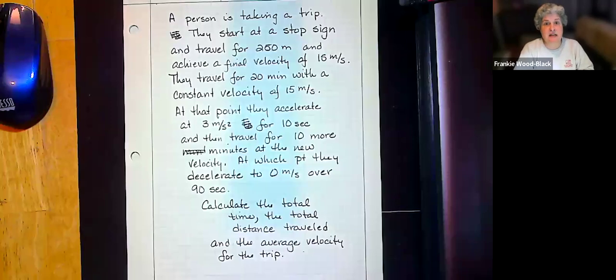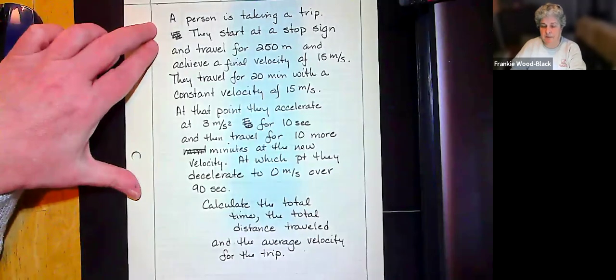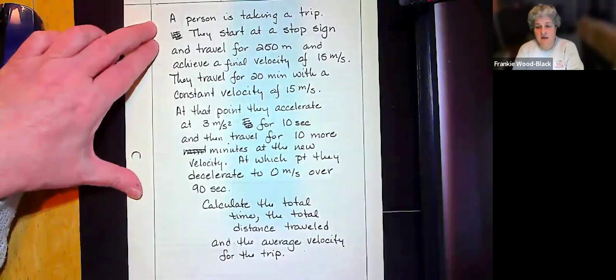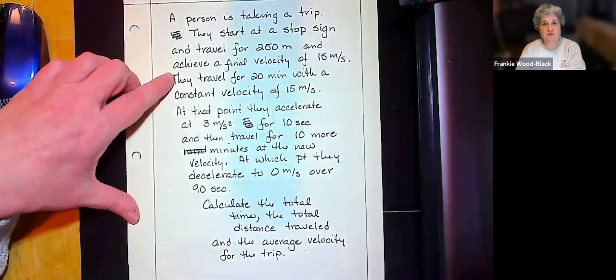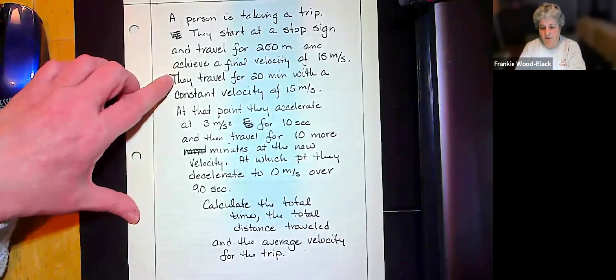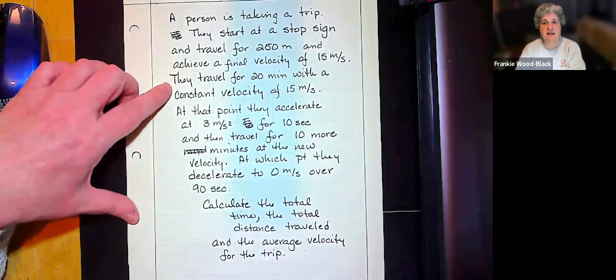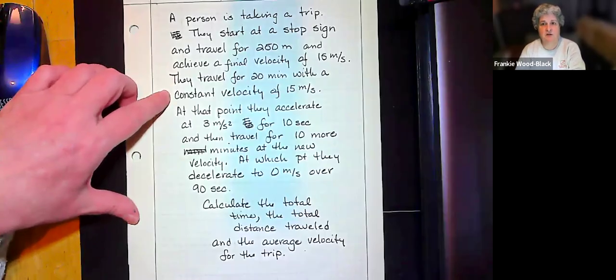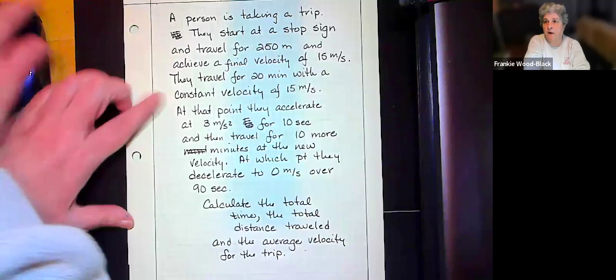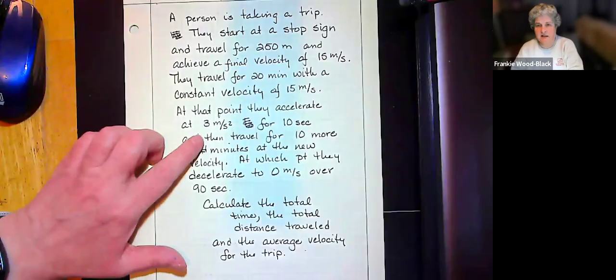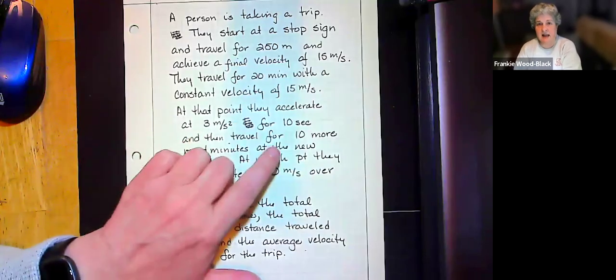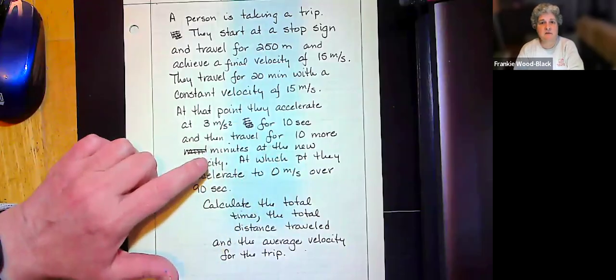We're going to do position versus time, and we got our person on a trip. So our person is taking a trip and they're going to start at a stop sign. They're going to travel for 250 meters and they're going to achieve a final velocity of 15 meters per second. At that point, they're going to travel for another 20 minutes at that constant velocity of 15 meters per second. And at that point, they are going to accelerate at 3 meters per second squared for 10 seconds, and then they're going to travel for 10 more minutes.